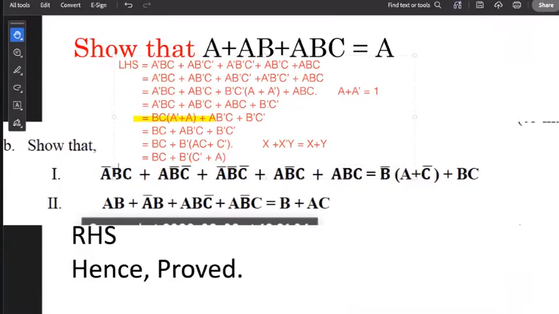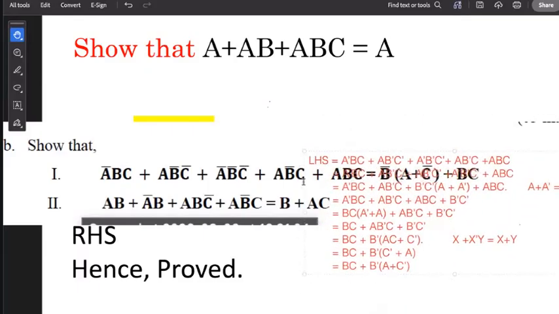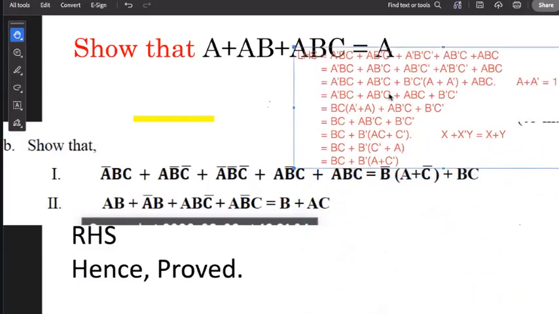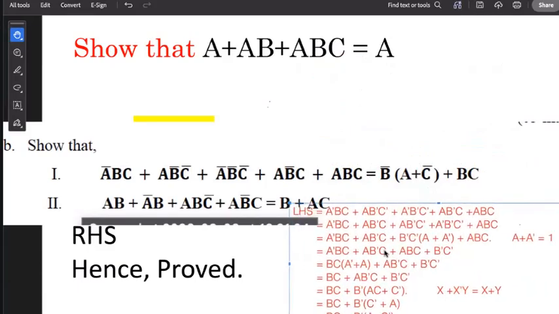But anyhow, since the RHS is in a different format, I'm just going to rewrite them: B bar into A plus C bar. Now this becomes a complete answer. It's visible, right? So this becomes your complete answer. You begin with the LHS and you go step by step and you show the equation and everything.